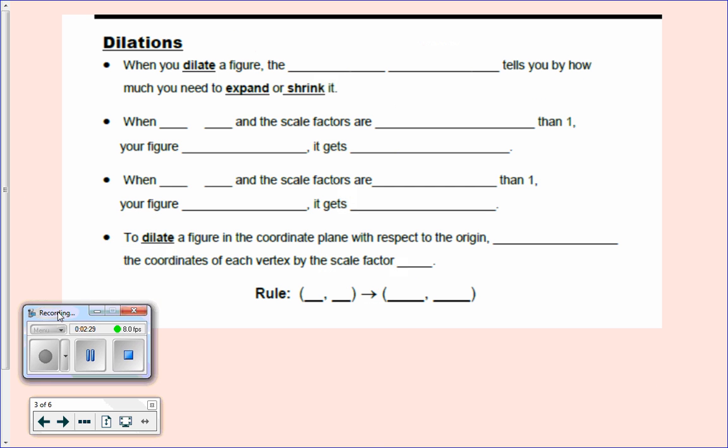Okay, when you dilate the figure, the scale factor is going to be represented by the letter K. Right, so every time you see the letter K, that represents what? You got it. So when you dilate a figure, the scale factor tells you by how much you need to expand or shrink it. Okay? Were we kind of doing that the past few days? Figures are getting larger or smaller. Okay?